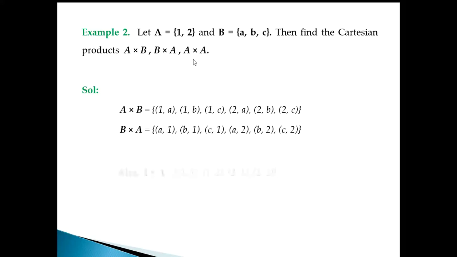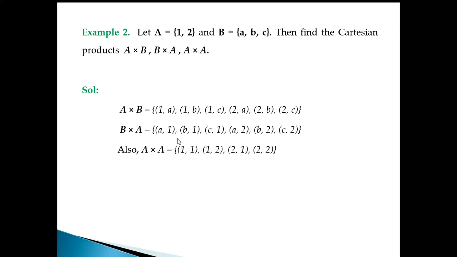Next we calculate A cross A. A cross A means we have only one set A, so both sets are A, with elements 1, 2 and 1, 2. So the ordered pairs have both elements from set A. Our elements are (1, 1), (1, 2), (2, 1), (2, 2).